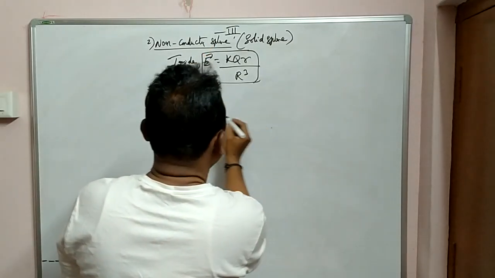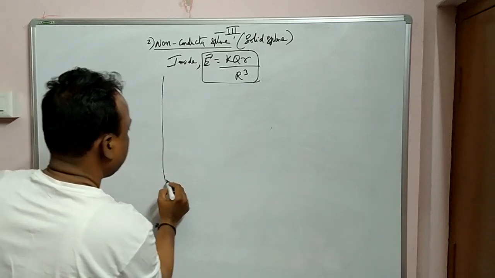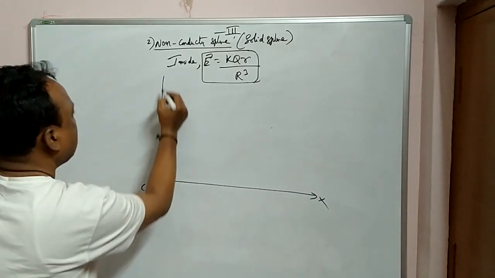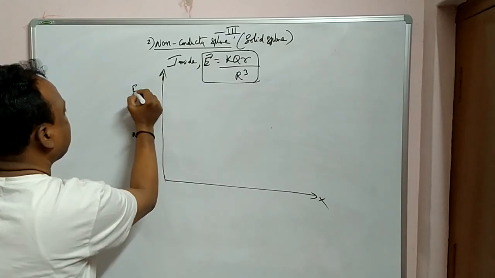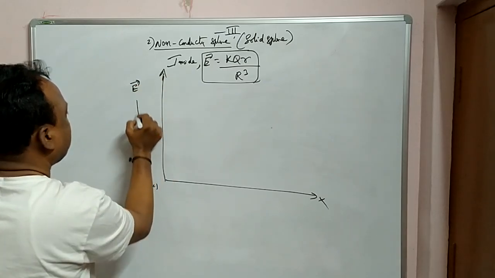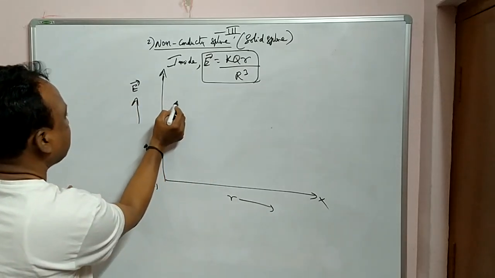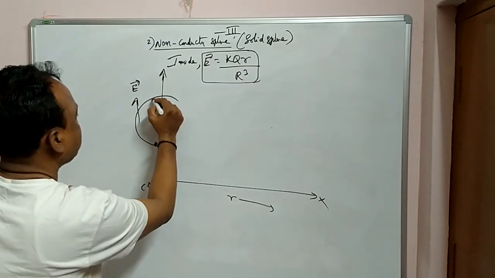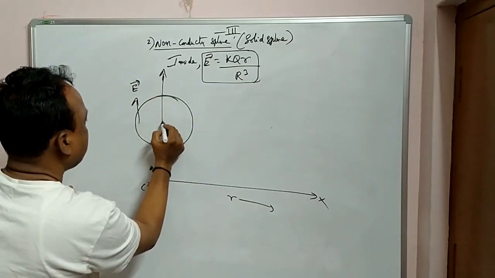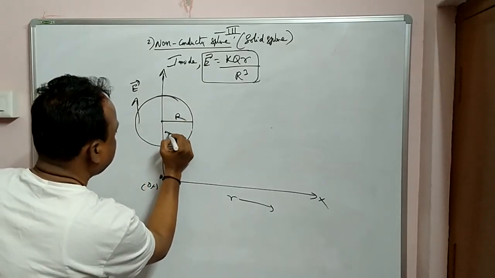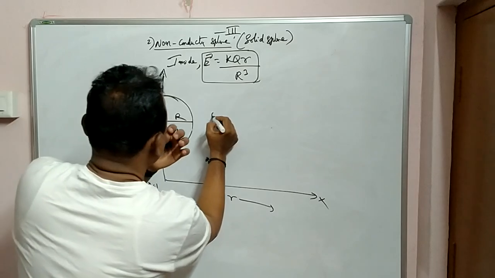And for this also I'll try to draw a graph: intensity versus radius on the x-axis. This is for the non-conducting sphere. This is the center and this is radius capital R. This is inside and this is outside.